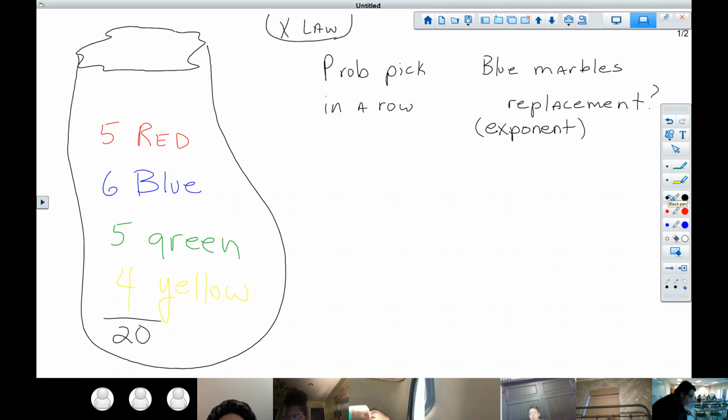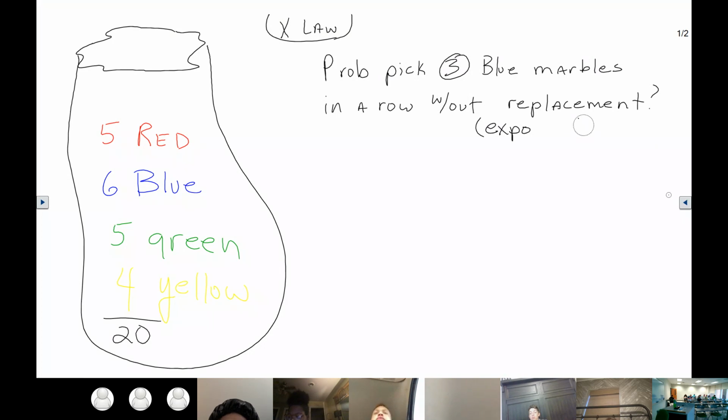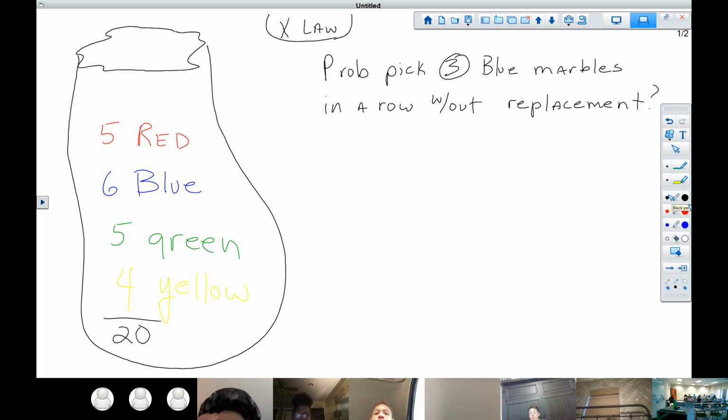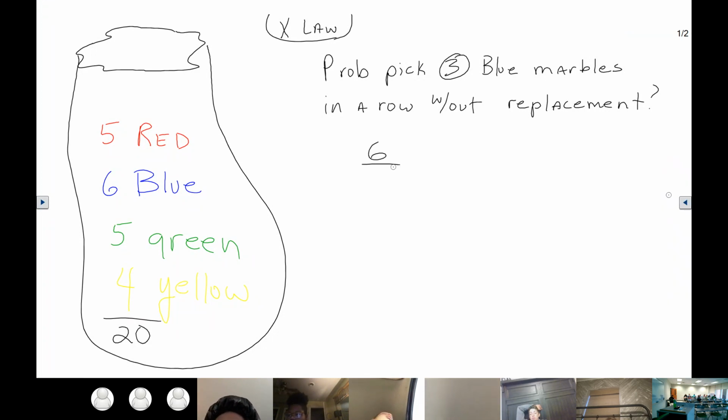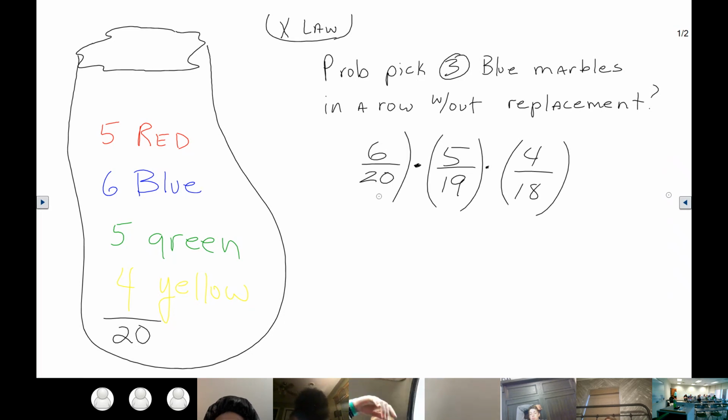All right. So what is the probability of picking 3 blue marbles in a row without replacement? The exponent goes away because you can't use an exponent now. So somebody told me a while ago that the probability of picking a blue marble was 6 out of 20. There's your first pick. You put the marble in your pocket. Now what is the second draw? 5 over 19. And what is the third draw? 4 over 18. And there is your 3 picks. Now this is when you're going to have to use parentheses and actually do it.